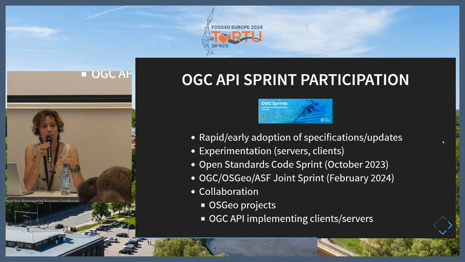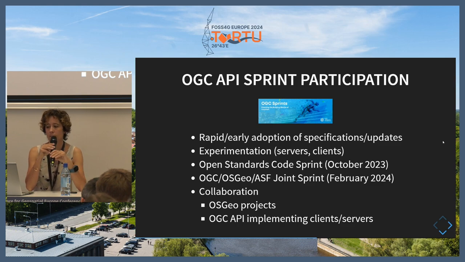And pygeoapi has been very active in the OGC code sprints. This is very important because the code sprints benefit from the feedback from the implementers, from implementations like pygeoapi. So it's, in a way, contributing to the development of the standards. At the same time, it's keeping up to date with the latest developments, and it's providing to the users everything that is being developed in the standards, even if they are not yet released.